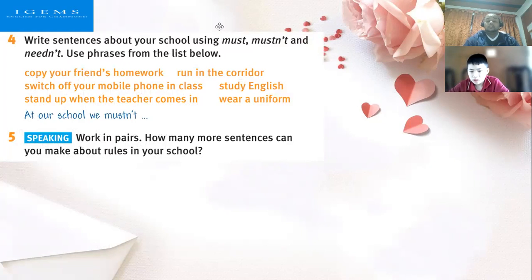What is the first one? Copy your friend's homework, which is not valid. Next one, run in the corridor. What is the next one? Switch off your mobile phone in class. Next one, which is what you're doing now: study English. And the next one? Stand up when the teacher comes in. And the last one? Wear the uniform. That's right.